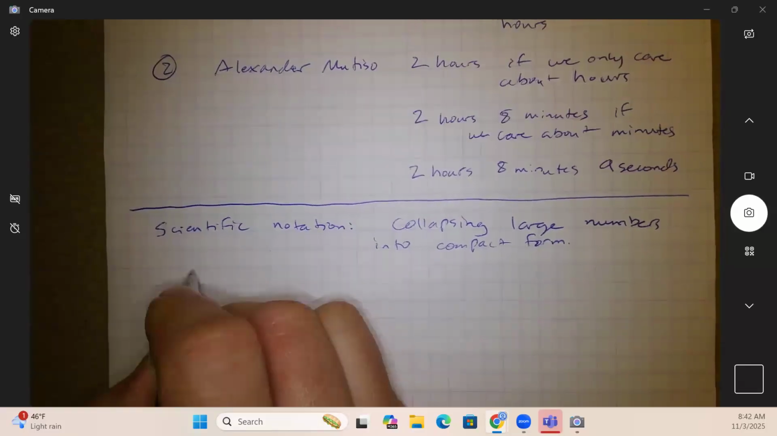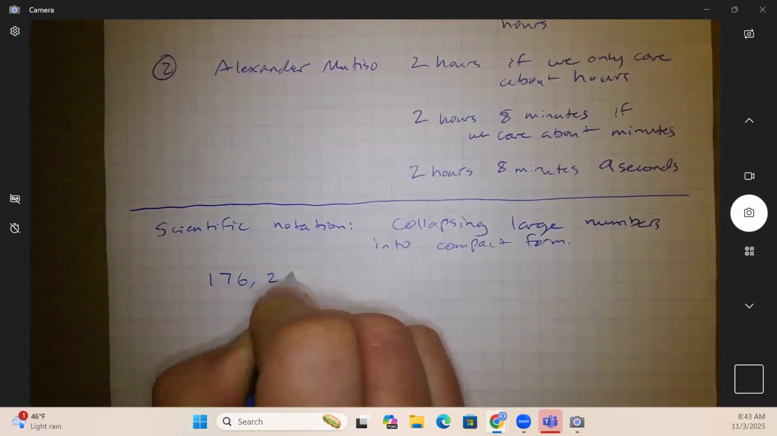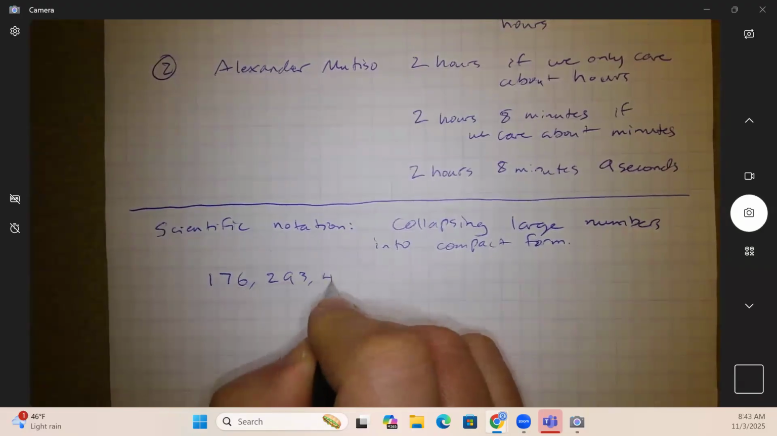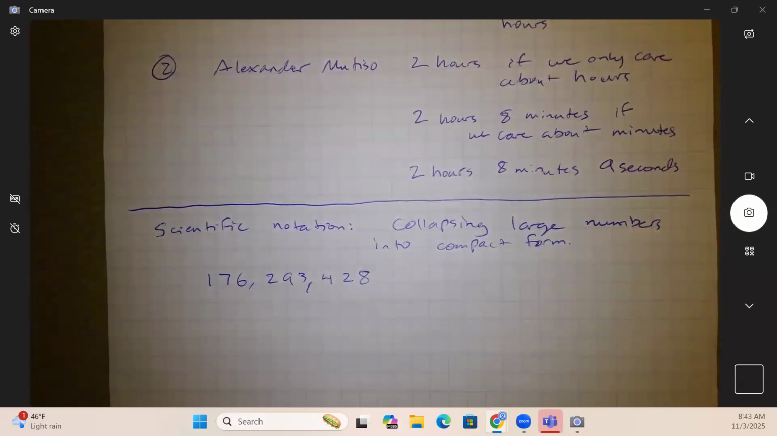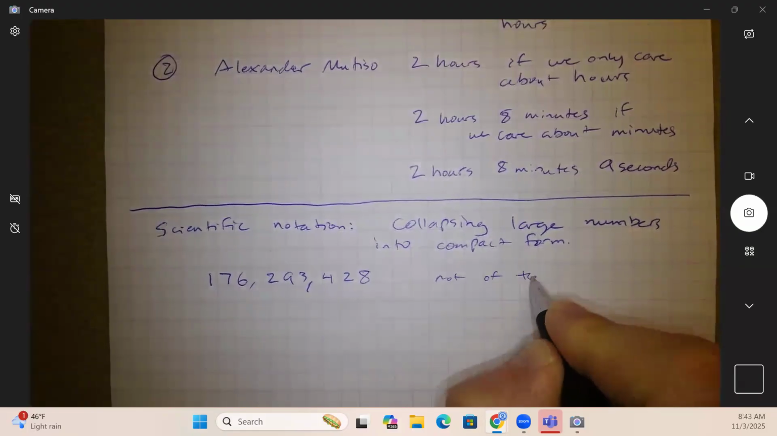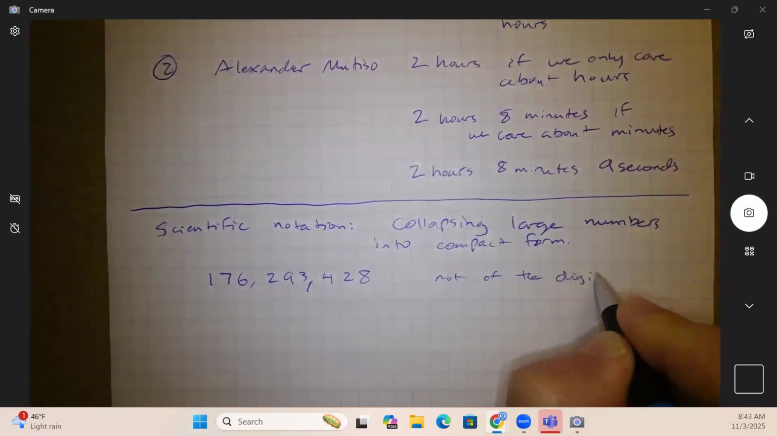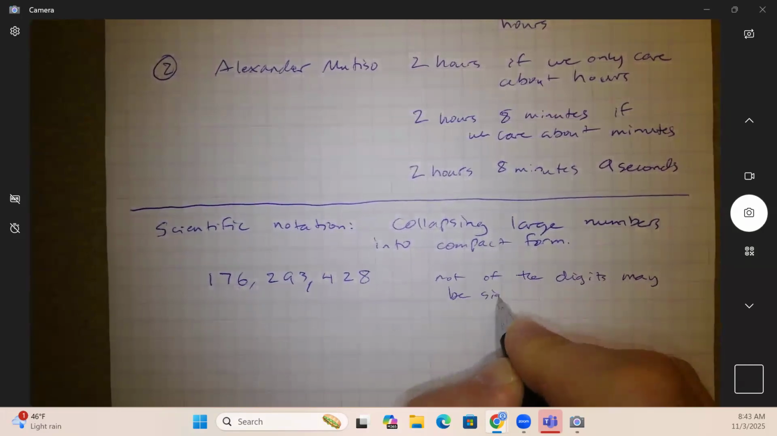So if I have a really big number like 176,293,428, that can be a lot to carry around. And in fact, not all of these figures, not all of these digits may be significant.